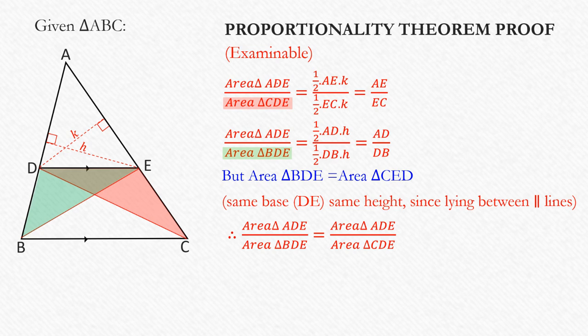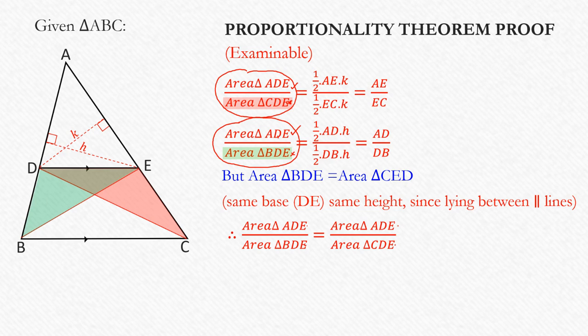So meaning that this is just the same as this, since this area is the same as this area here. And then the numerators are just the same, it's area of triangle ADE here, and area of triangle ADE there. So if these two areas I've highlighted with red and green are equal, therefore these two statements are equal. We're saying that the area of triangle ADE over area of triangle BDE is equal to the area of triangle ADE over area of triangle CDE.